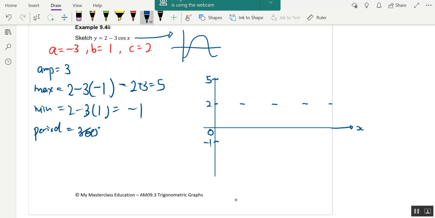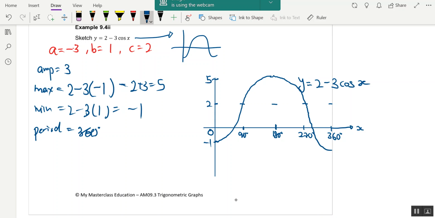Okay? And these are the important points: 90, 180, 270, and 360 degrees. So these are your 4 important points. How does the graph look? You only need to draw one cycle, right? Go up, turn at 180, come down, hit at 270, and then end at 360. So this is your y equals 2 minus 3 cosine x graph.